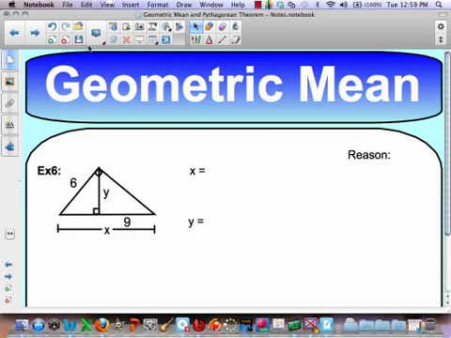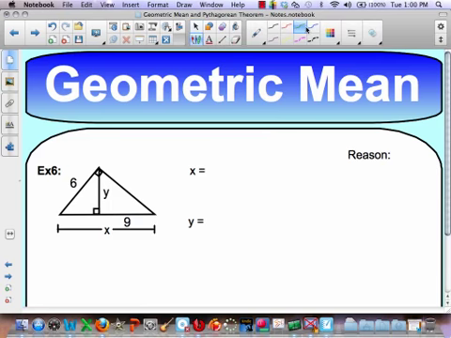Well, let's try this. Let's try solving. Oh, go ahead, Brian. Only in the 30, 60, 90. So we don't know anything about the other angles. All we know is that we have a right angle. Let's try this. Let's try start solving for y.